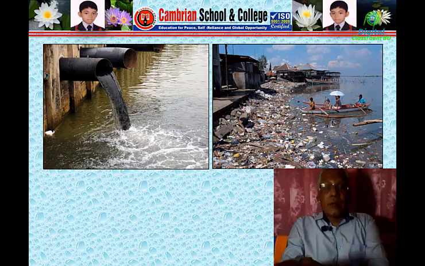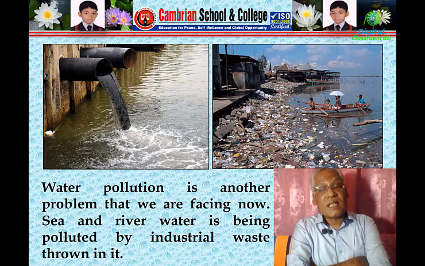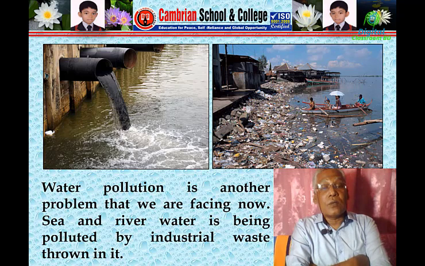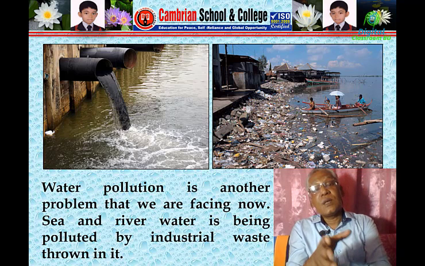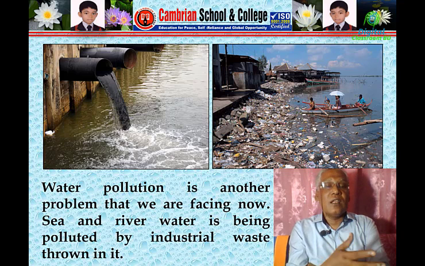Okay, what about the pictures? Look at it. Water pollution is another problem that we are facing now. How is the water being polluted? Sea and river water is being polluted by industrial waste thrown into it. Have you noticed it in the picture? Yes, water is being polluted by industrial waste thrown in the rivers, the sea, the canals, etc.